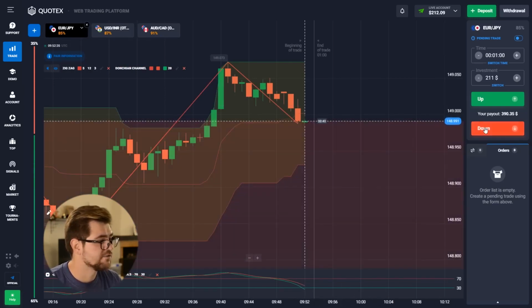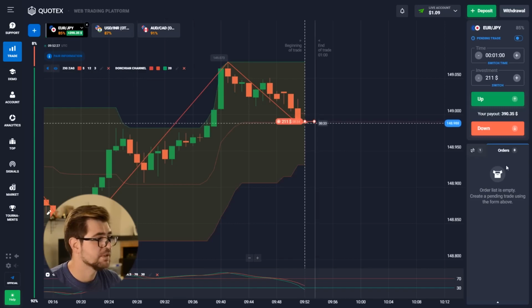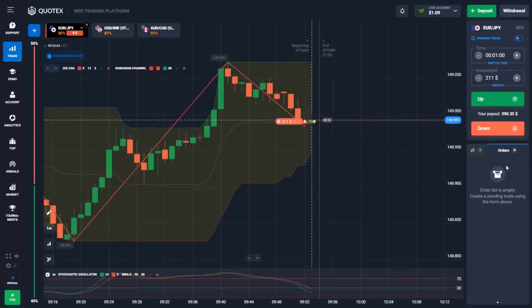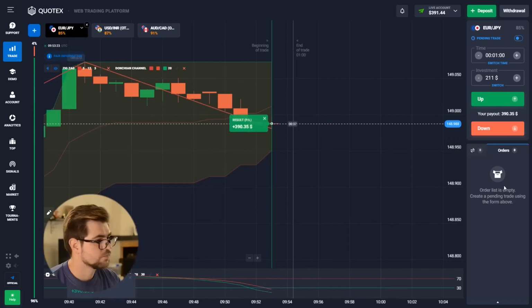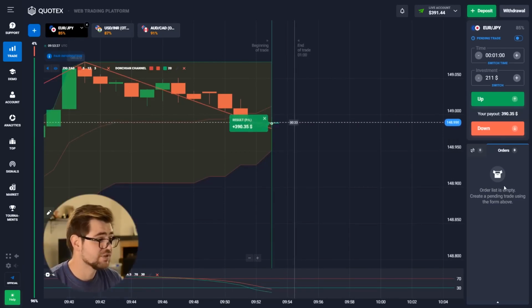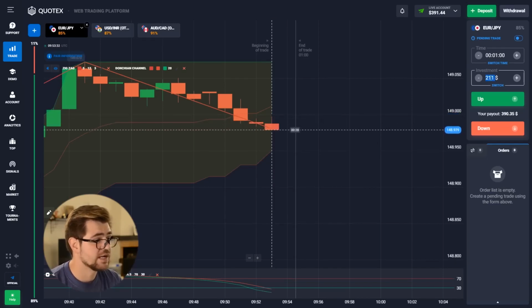Let's have a put option here. So we opened a trade with $211 for 1 minute, and it's a put option. Let's see. Guys, this is a pretty good result already. $391 on our account already.